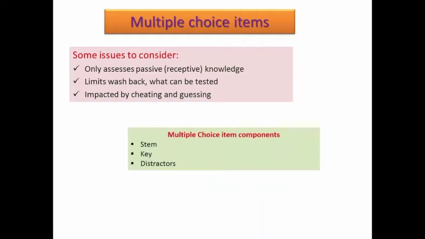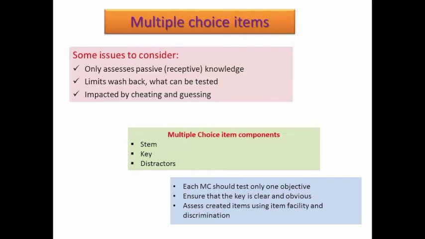These are the components of a multiple choice item: the stem, the key, and distractors. The stem is the content of the question. Then we have the key, which is the answer, and then we have distractors. Distractors means that if you have a question with four possible answers, we have only one answer, whereas the other three are distractors. Each multiple choice item should test only one objective and ensure that the key is clear and obvious. So you make sure that you only test one item.